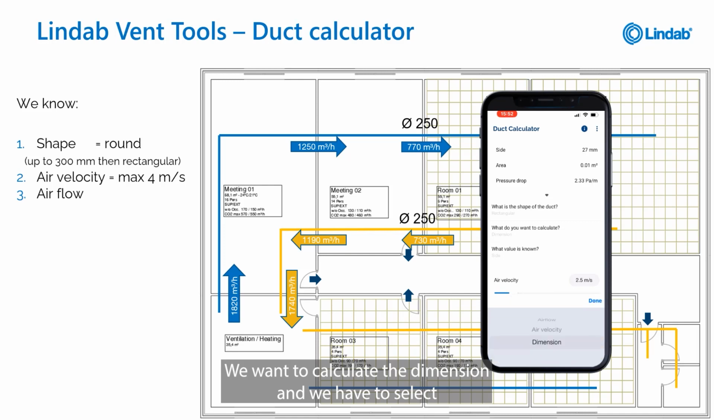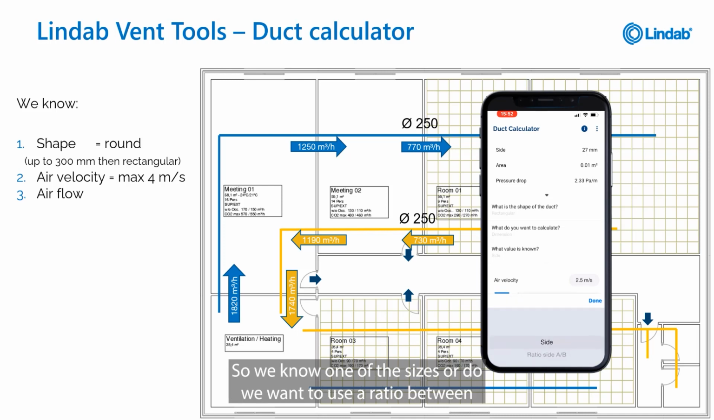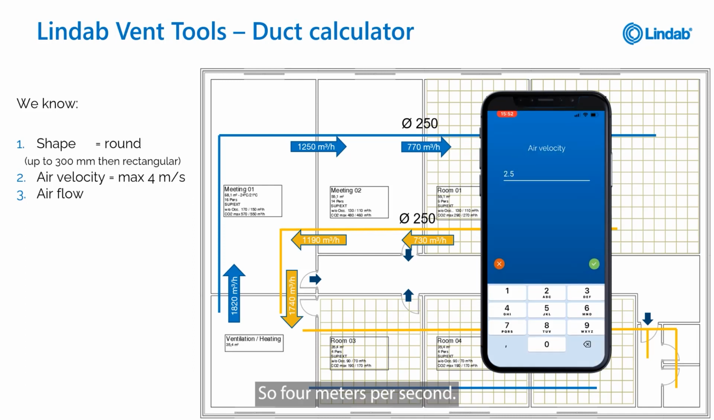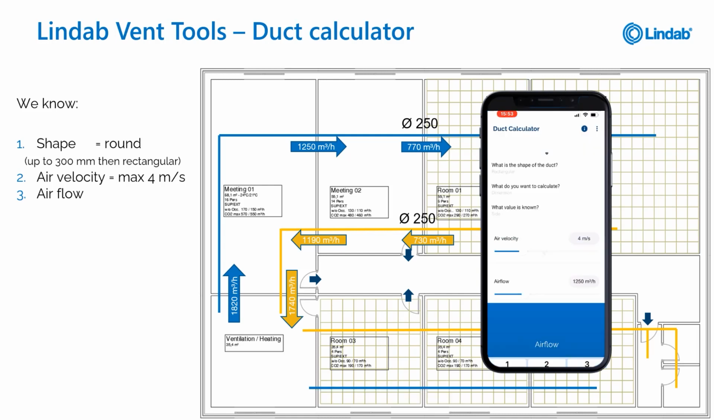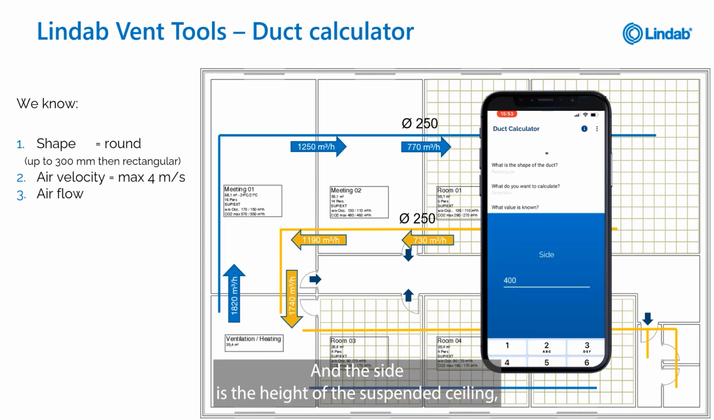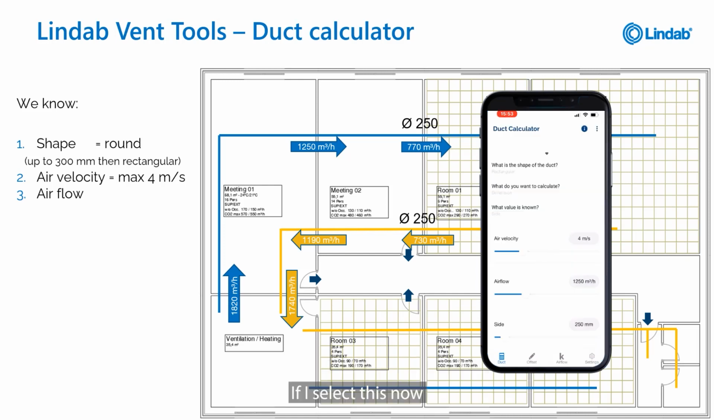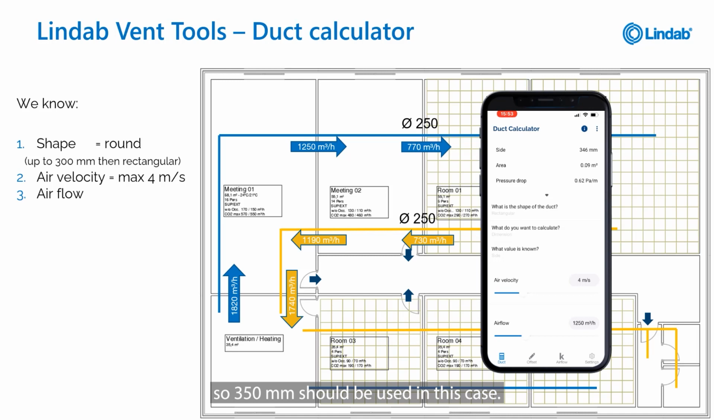We want to calculate the dimension, and if we use rectangular, we have to select how we want to use it. So we know one of the sizes, or do we want to use a ratio between the B and the A size? The air velocity should be the same, so 4 meters per second. The airflow in this case is 1250. And the side is the height of the suspended ceiling, which is in this case the same as the previous duct, 250 millimeters. If I select this now with OK, I get at the top right corner a side of 346. So 350 should be used in this case.